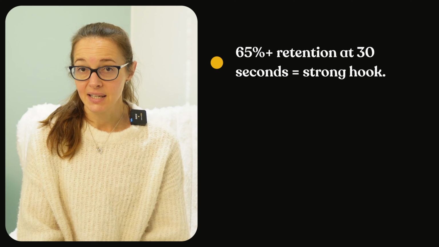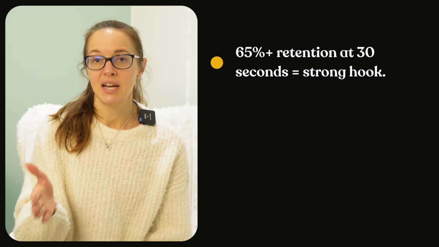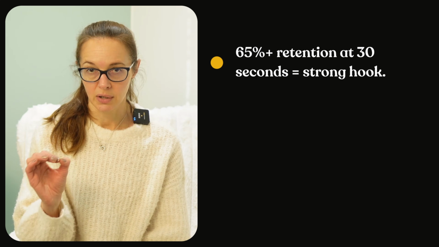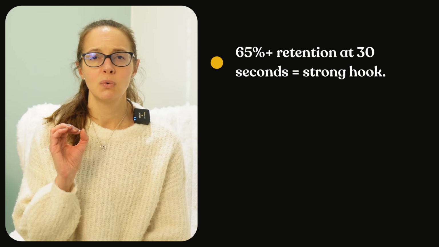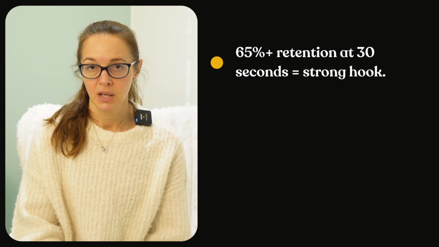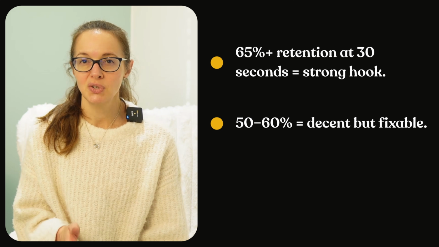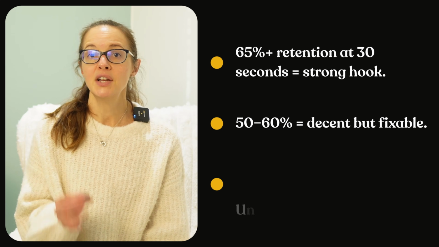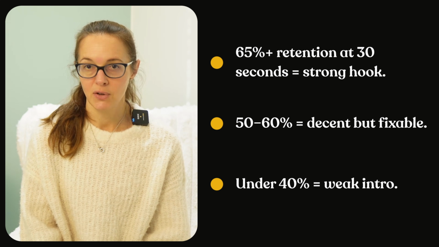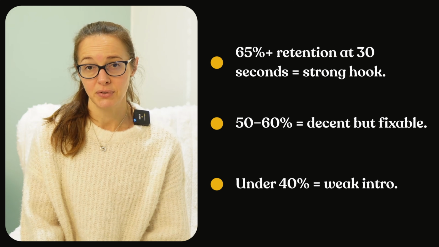So how do you interpret the number? 65% plus, 65 or more retention at 30 seconds equals a strong hook. Your intro pulled people in, you earned trust quickly, and they kept watching. 50 to 60% is decent but fixable. It's probably a slow sentence or a confusing start. Under 40% equals weak intro. Viewers didn't get the value fast enough, so they bounced out. Most beginners try to warm up or explain themselves first, but viewers don't know you yet, so they don't care about you until you give them a reason to.